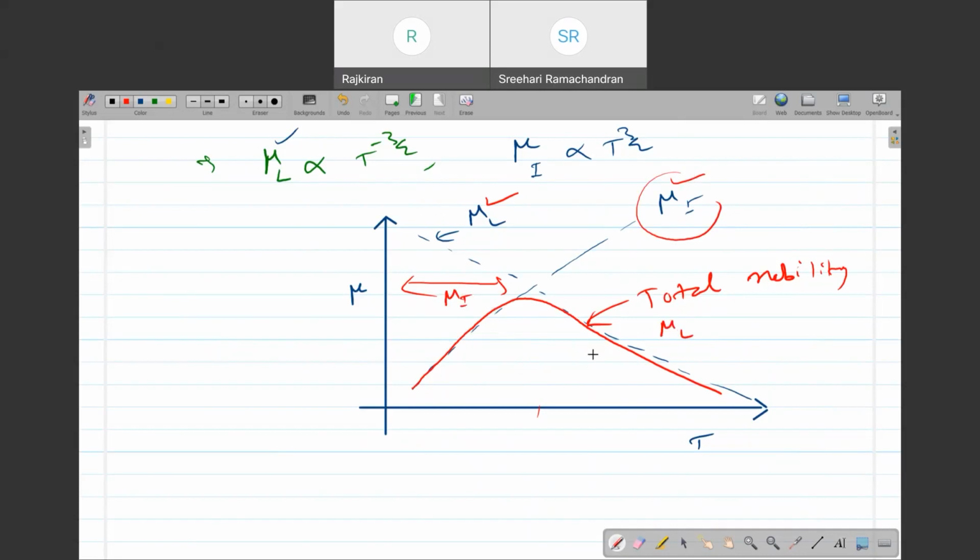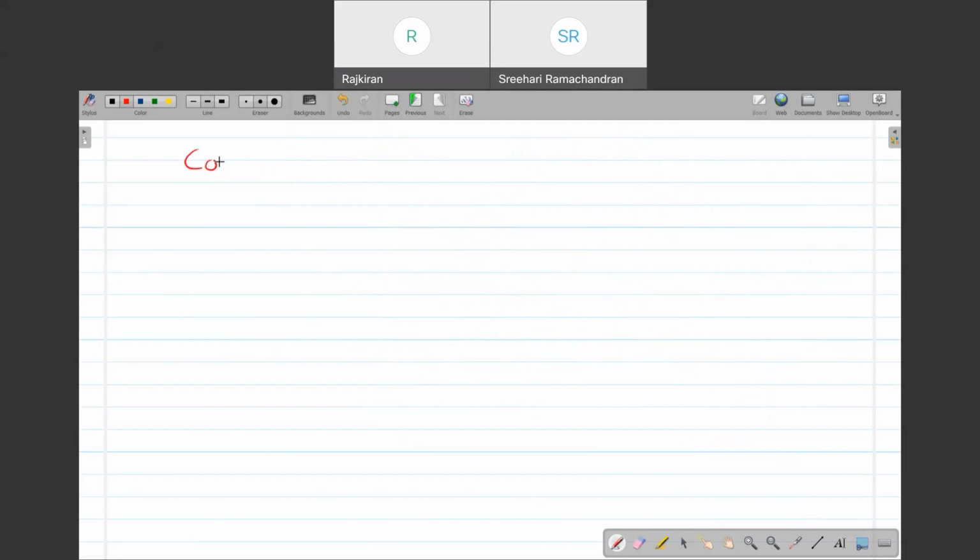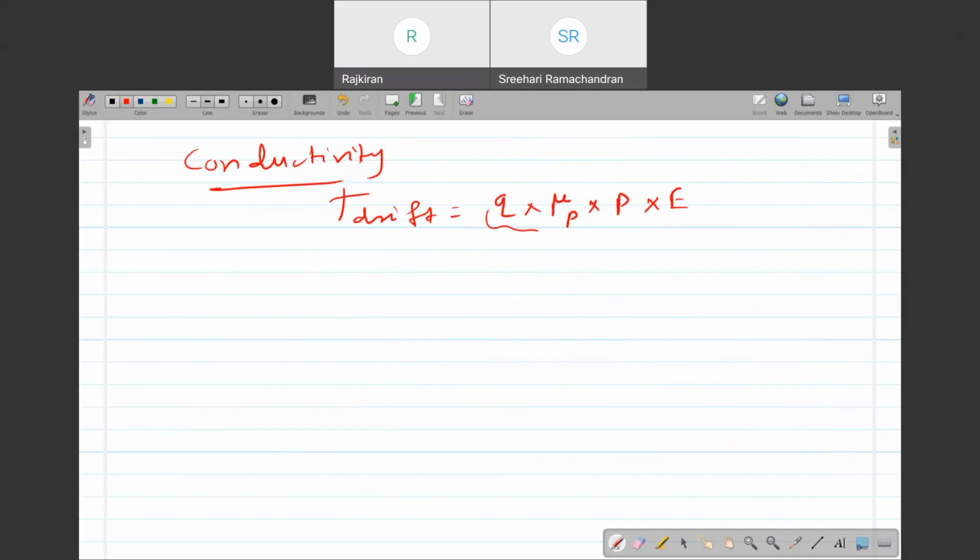Now we'll see something else, something called conductivity. Very important for the exam. We know the drift current density is equal to how much? Q into mu P into concentration into electric field. We derived this today. So this term is called conductivity, sigma, into the electric field. Now this is called conductivity.